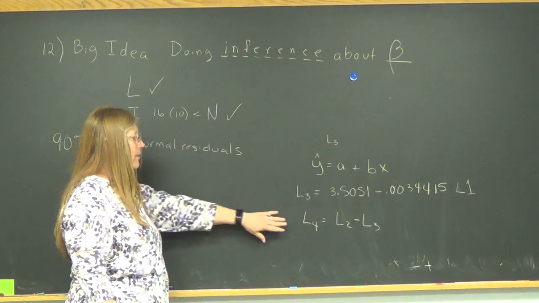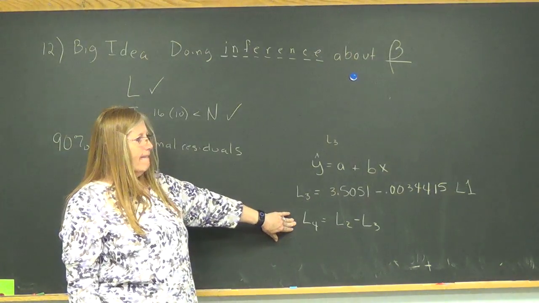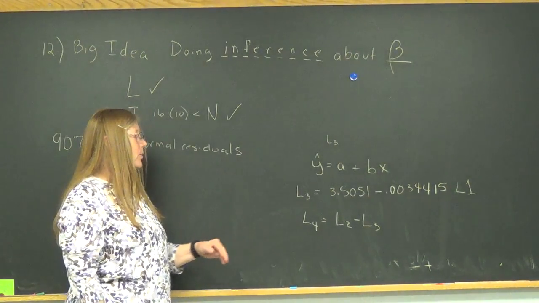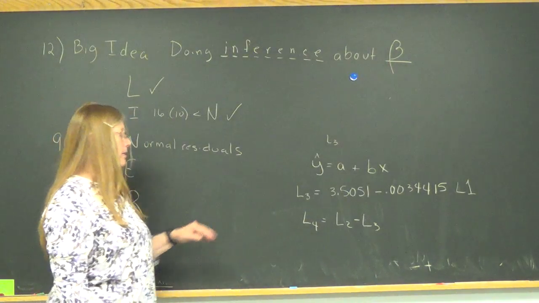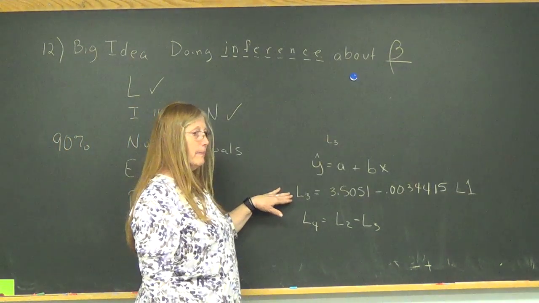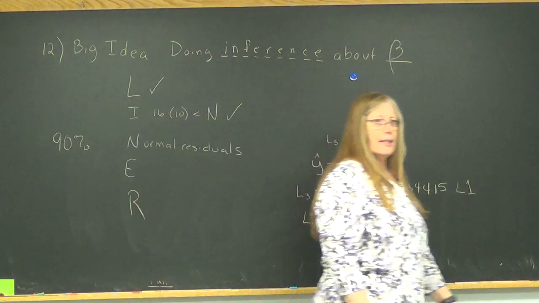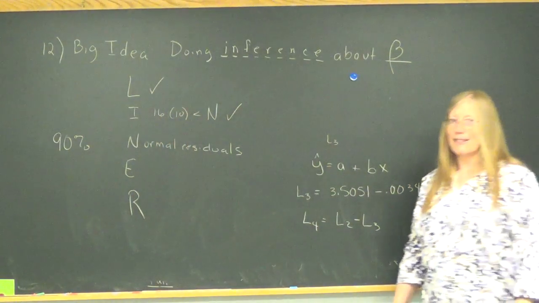For the residuals? It's only asking for one. Wait, what do we put in? I thought for residuals you put in L3, L4. Have you done this in L3? Yeah. All right, so L4 is L2 minus L3. So it's L3, L4. So when you graph the residual, you do L3, L4?